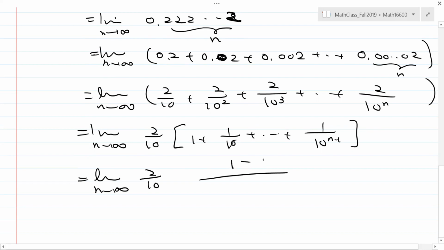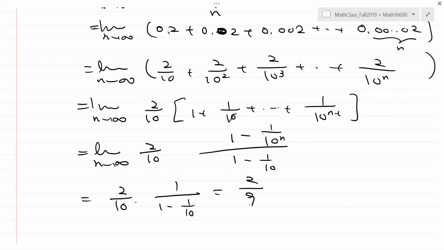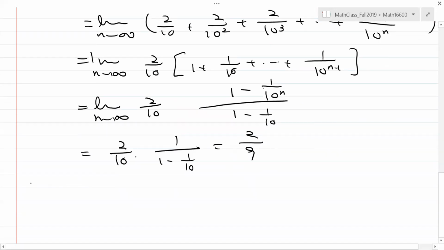First of all, you combine them, and then the 1 minus 1 over 10. You can combine all the terms together, then clearly the limit of the numerator is going to be 1. The denominator is 9 over 10. So after canceling out, it's 2 over 9. We were told that by the teacher: 0.2 bar is going to be 2 over 9. Similarly, 0.3 bar is going to be 3 over 9, so in this case it is going to be 1 over 3.